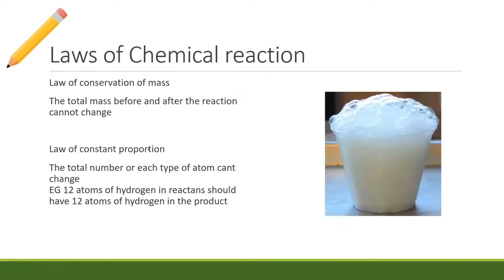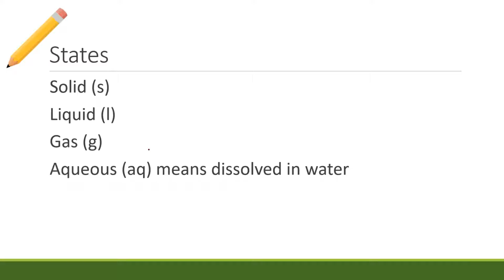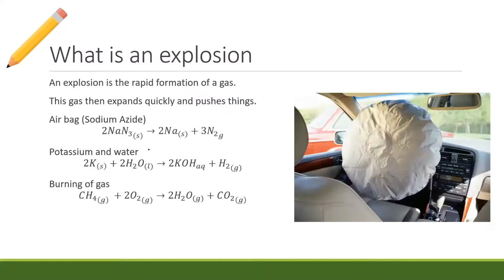We talked about these laws, and ultimately you just can't make new atoms. That's how chemical reactions work. We're actually going to look at that in a second. And then we finished up with states. So we've got 4 states we usually use: solids, liquids, gases, and aqueous, which means it's dissolved in water. A lot of our reactions are reactions of things dissolved in water, so aqueous is probably the one that you use the most. Then we talked briefly about explosions. Explosions is when you make a lot of gas really quickly. I showed you 3 explosions.